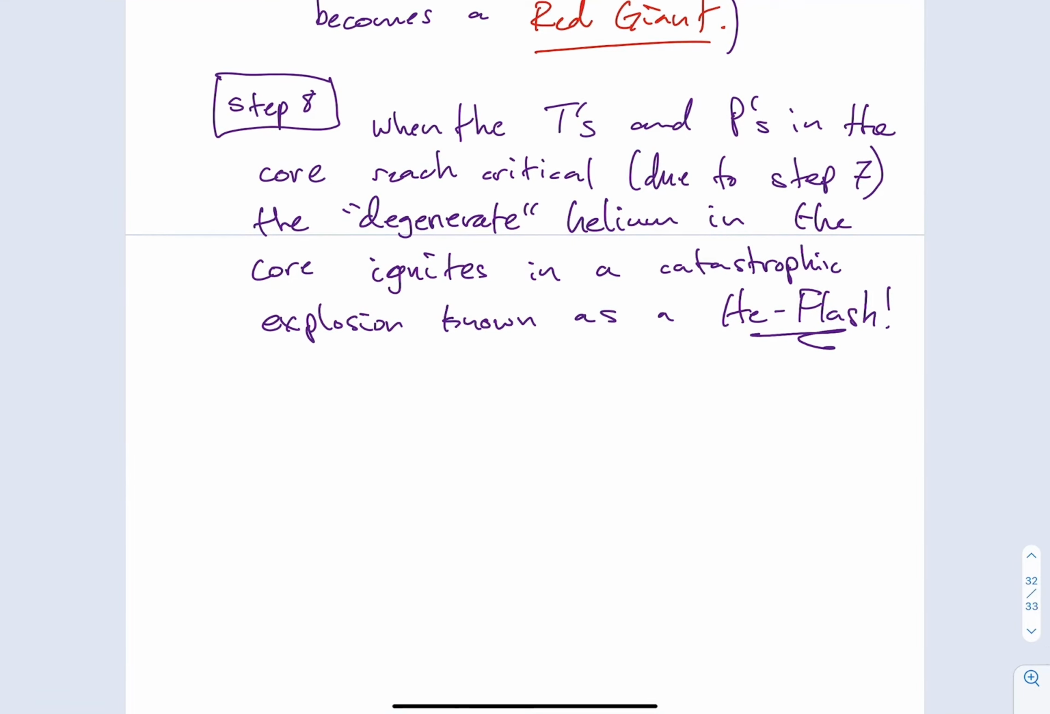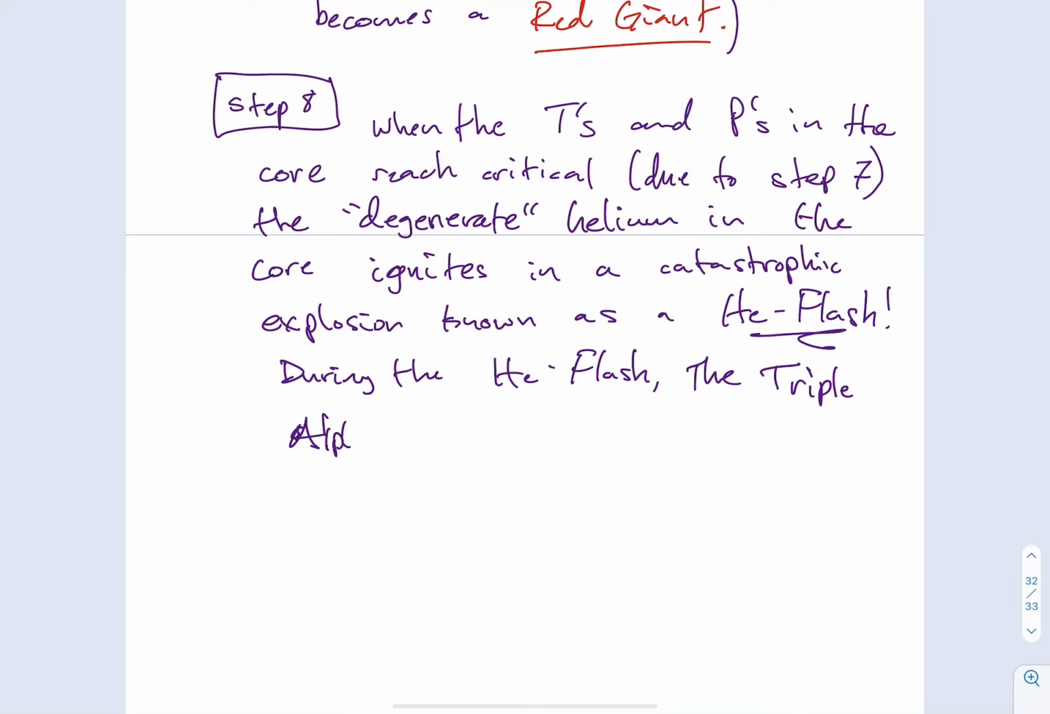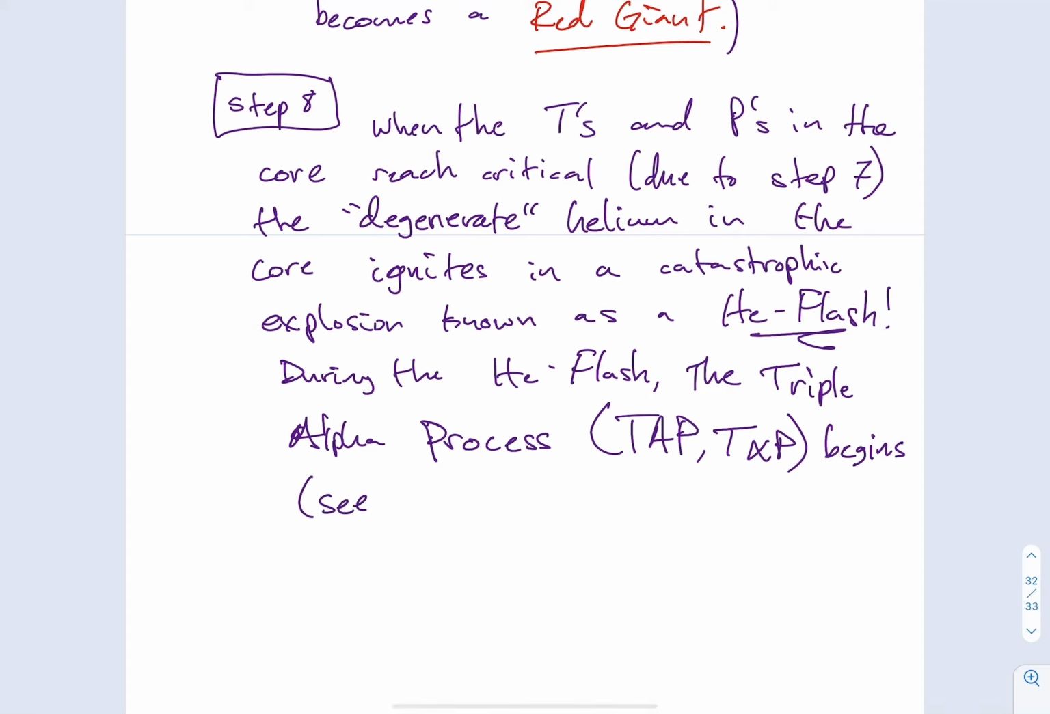I like to note that during the helium flash, the triple alpha process begins. We're going to call that TAP. I'll often write TAP like that for alpha. The triple alpha process begins, and I'm going to note see step 9, even though there's some argument over how quickly this happens.